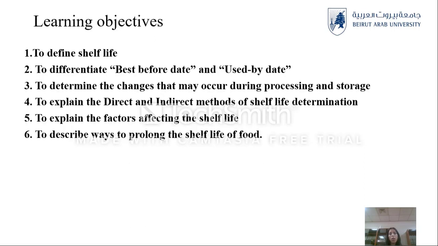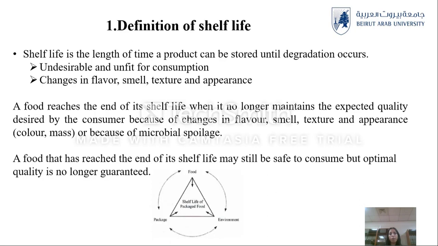of the food. We will start with the learning objectives, starting by defining the shelf life, differentiating between best before date and use by date, and the changes that may occur during processing and storage. We'll explain the direct and indirect methods of shelf life determination, the factors affecting the shelf life, and last but not least, the ways that we can use to extend the shelf life of the food.